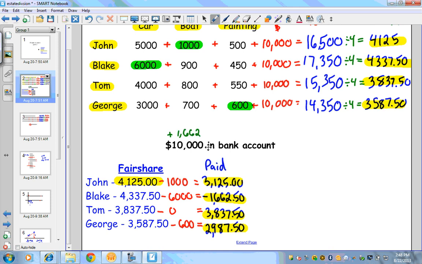everything that Blake owes. So what happens here is now there's no longer $10,000 in the bank account. There's now $11,662 in the bank account. Okay. So now there's no longer 10,000, there's now 11,662. And so what happens with Blake is that Blake goes down to zero. Okay. He has paid his debt, he's now broke even.